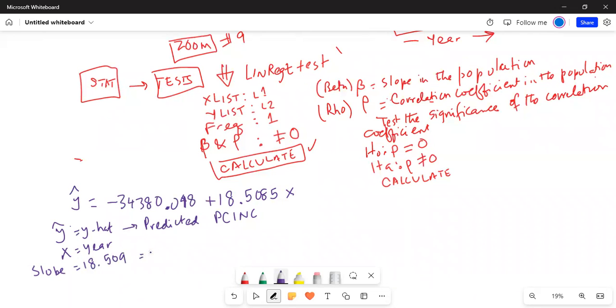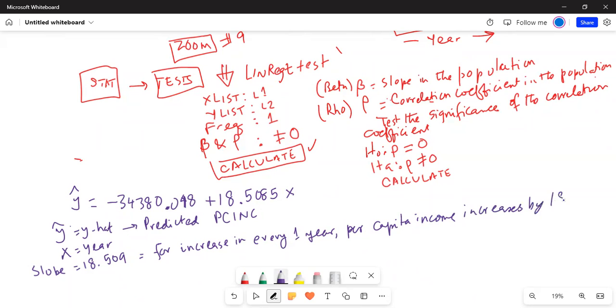What does it mean? For every one year increase, per capita income increases by 18.509, or 18.51.